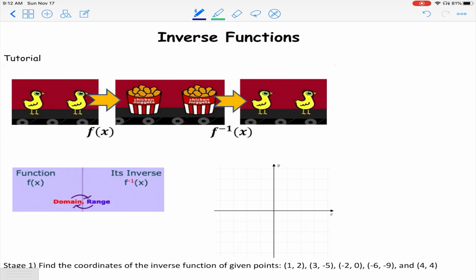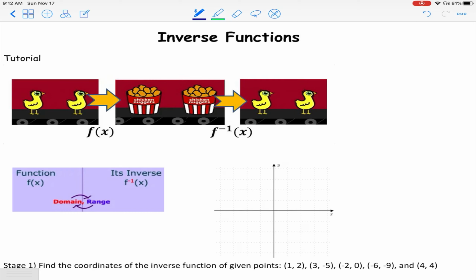So this is the last part of your transformations pretty much, and we call it inverse functions. Inverse functions is something that we seem like we don't do all the time in math, but we actually do it all the time even in our life. So let's take a look at this very briefly.